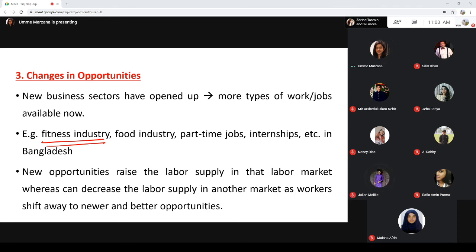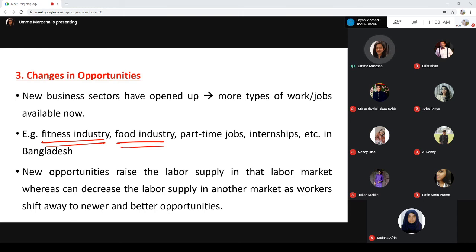If you think about the food industry, over the last few years, Dhaka, especially the food industry, has grown a lot. Many, many different types of cuisines are available now, starting from Japanese to Korean to Indian. Nothing is bad now. So that has created more job opportunities, more employment. That means in those industries, more people are willing and able to work. Their supply of workers has increased.